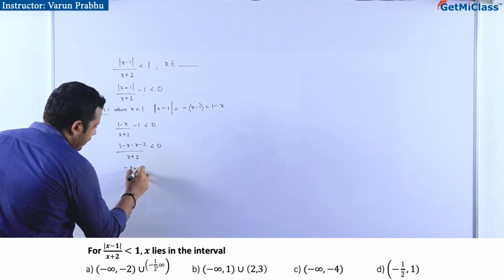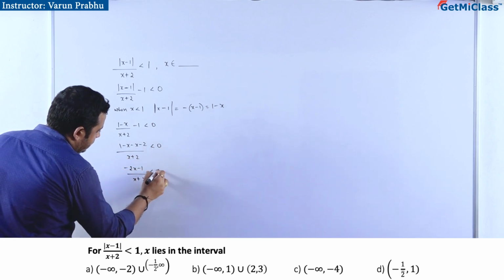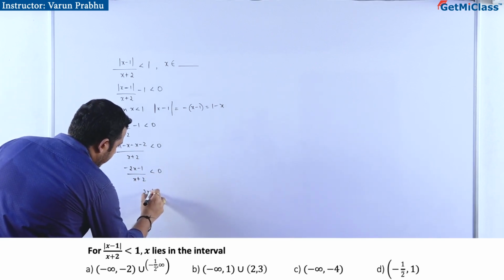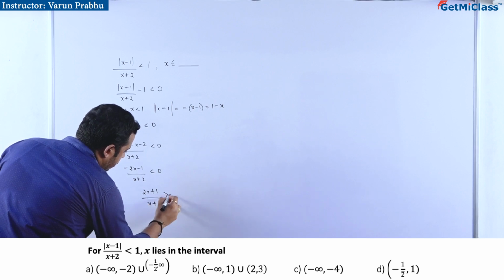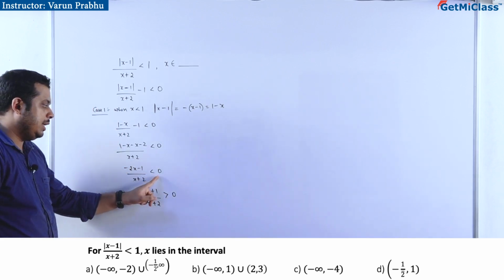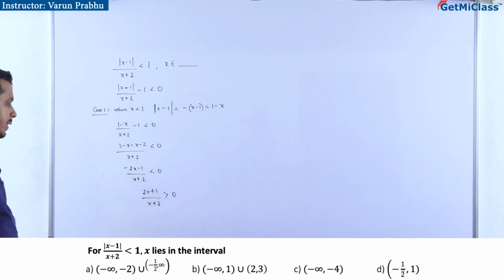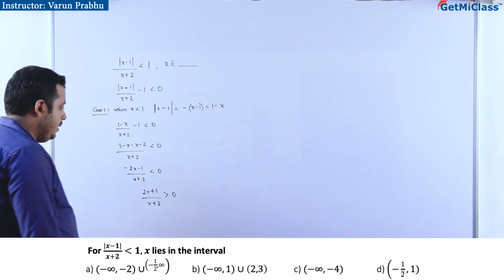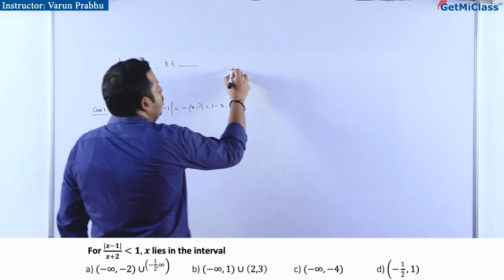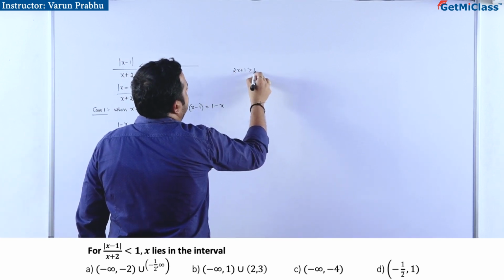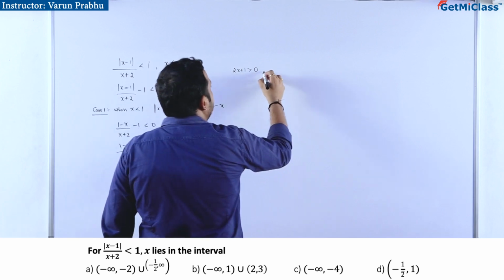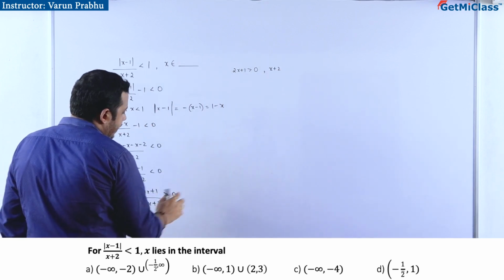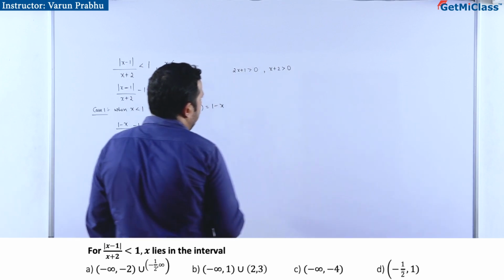So (-2x - 1) divided by (x + 2) is less than 0, correct? So I can say that (2x + 1) divided by (x + 2) should be greater than 0. When you multiply both sides by a negative sign, the sign of the inequality will reverse. So 2x + 1 should be greater than 0 and x + 2 should be greater than 0, like this.